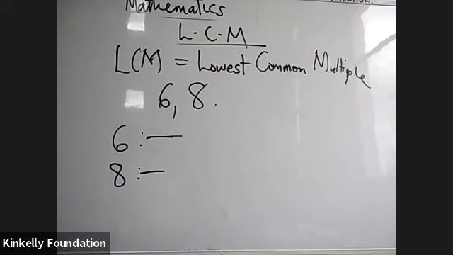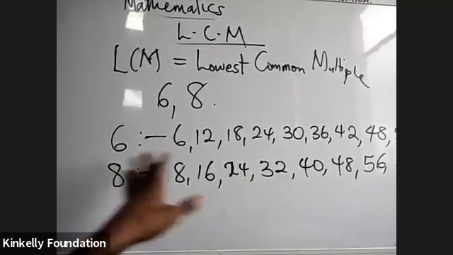Among those common multiples, there's the one that is least in them all. Especially the first common multiple you find is the lowest common multiple.